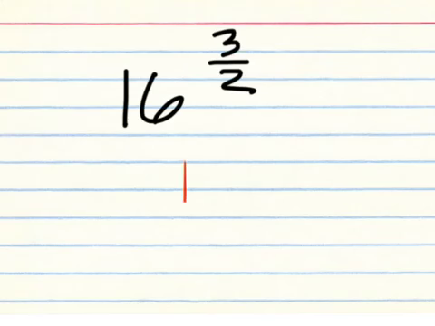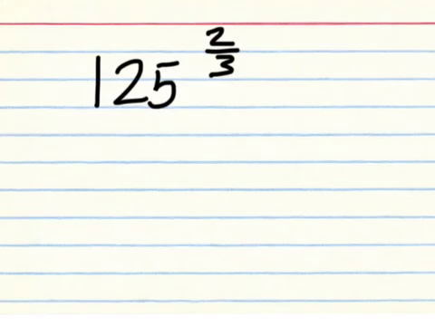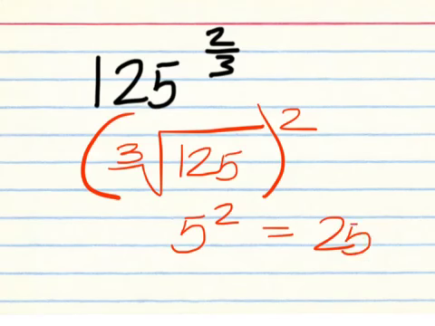One last example. 16, and the bottom is 2, so that's a square root, and then cube the result. The square root of 16 is 4, to the third power would be 64. Drop this one off. Solution for the practice is that you need the cube root of 125 and then square the result. The cube root of 125 is 5, squared will be 25.